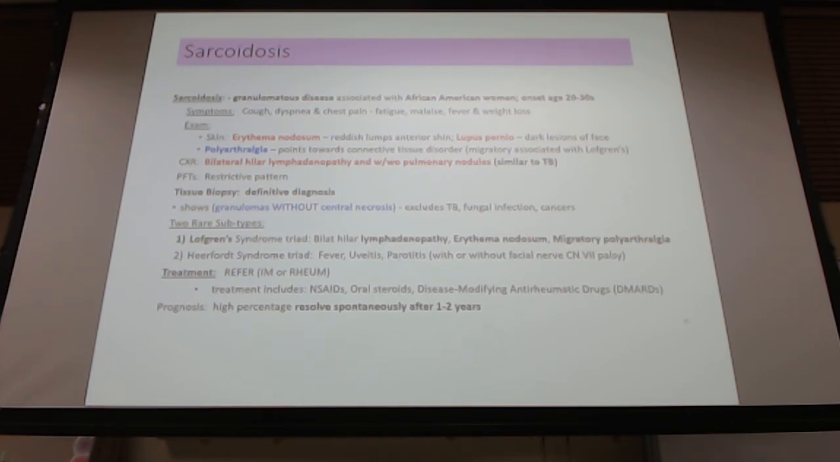Löfgren's. This is where they've got that erythema nodosum plus the migratory polyarthralgia, plus you get a chest X-ray and you see bilateral lymphadenopathy. The reason we care about all of these is that it's a 90-plus percent diagnostic, which is huge.